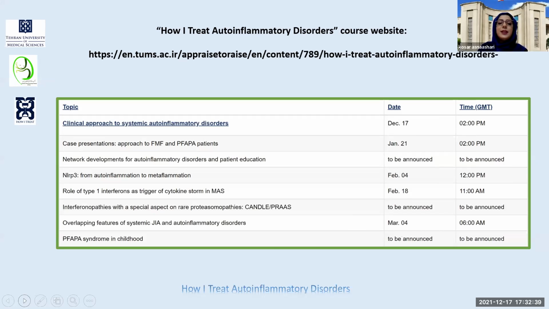We have gathered elite experts from around the globe, USA, Germany, Turkey, and Iran, to share their knowledge and clinical experience in each session. We hope these endeavors can lead to a better understanding of these newly introduced diseases, which are probably not as rare as they appear.